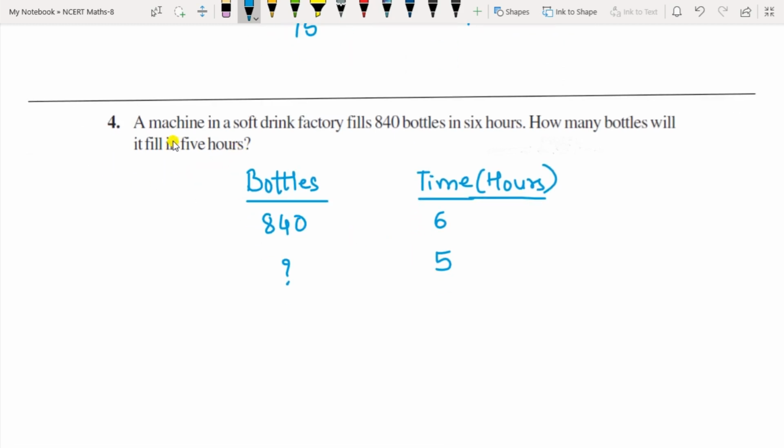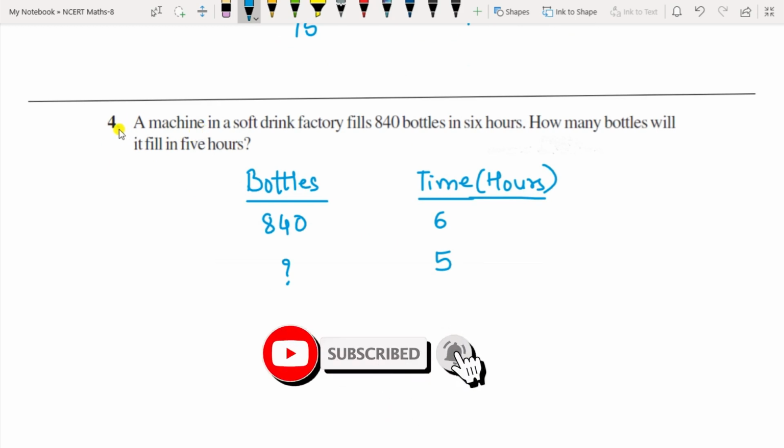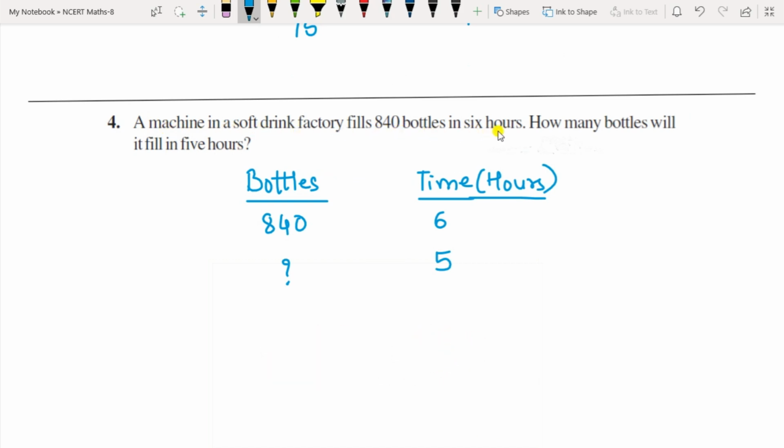Fourth one is, a machine in a soft drink factory fills 840 bottles in 6 hours. How many bottles will it fill in 5 hours? So bottles and time in hours. 840, 6 hours. So for 840 bottles it will take 6 hours. How many bottles can it fill in 5 hours? Cross multiply again: 840 into 5 upon 6. So you will get the answer as 700 bottles.